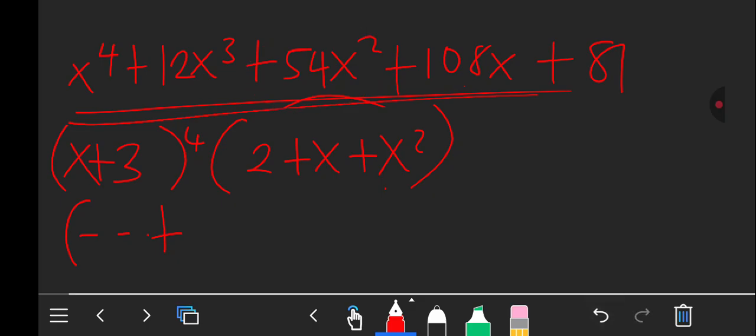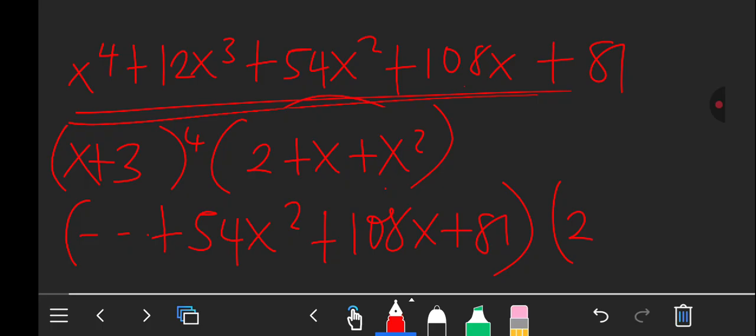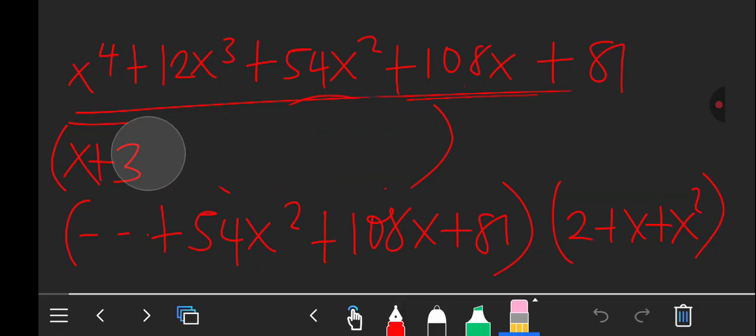When you multiply with something, that is 54x to the power 2. When you multiply it with 1, it can give x to the power 2. Then you also get plus 108x, then plus also 81. Then after you get this, you multiply by what you've been given, 2 plus x squared. So this is what we are going to do.